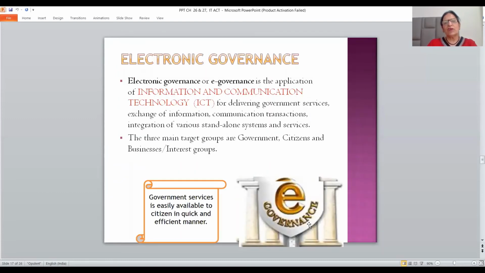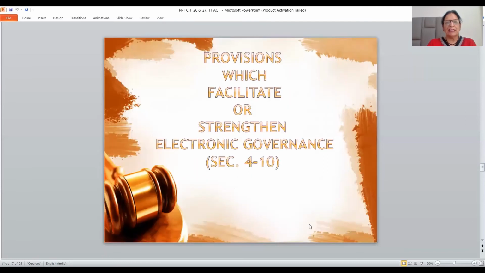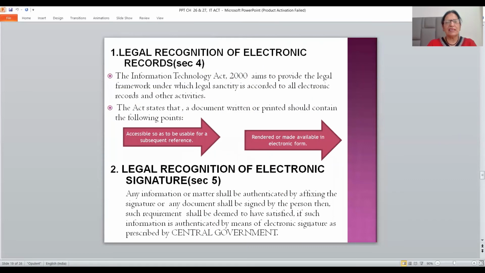E-governance, or electronic governance, is the application of ICT for delivering government services, exchange of information, communication transactions, and integration of various stand-alone systems and services. The three main target groups are government, citizens and the business or interest groups. So friends, the provisions which strengthen or promote e-governance have been provided under Sections 4 to 10 of the IT Act 2000. I'll take up all these points one by one.